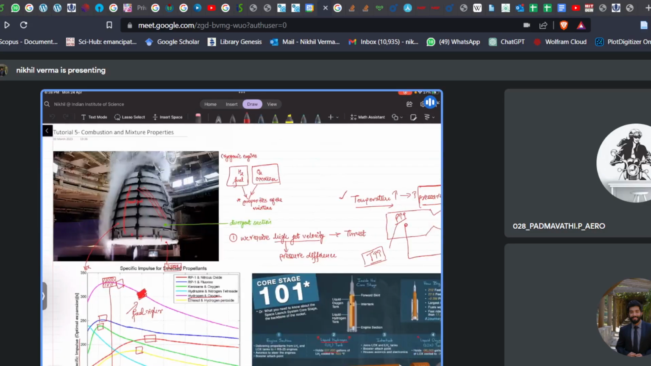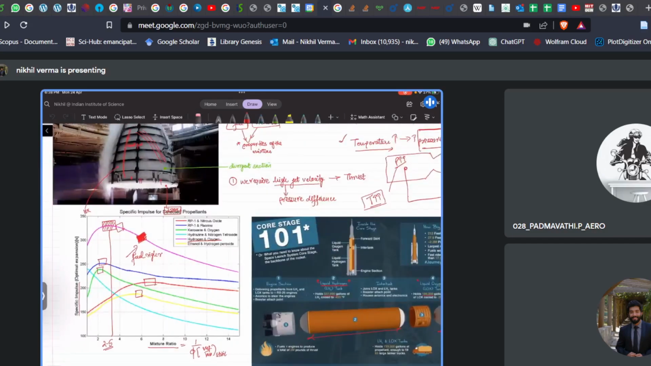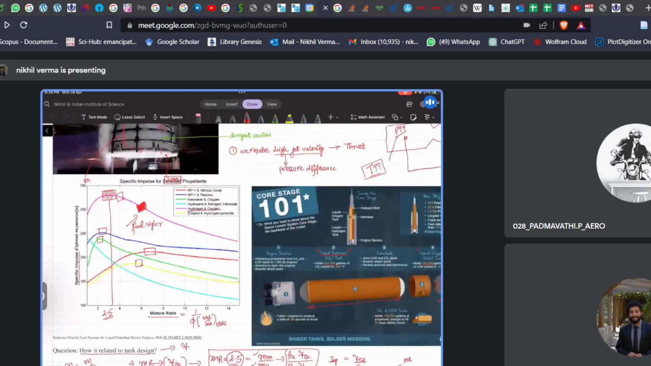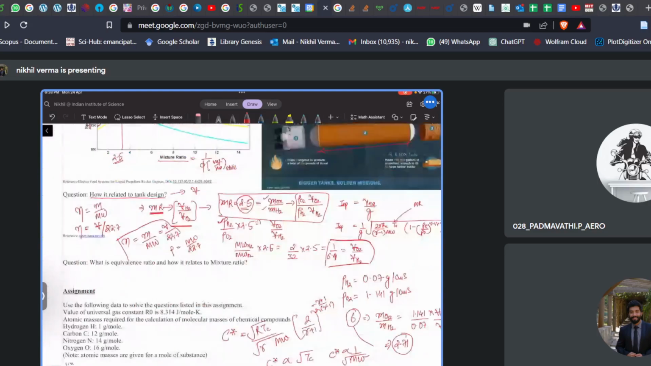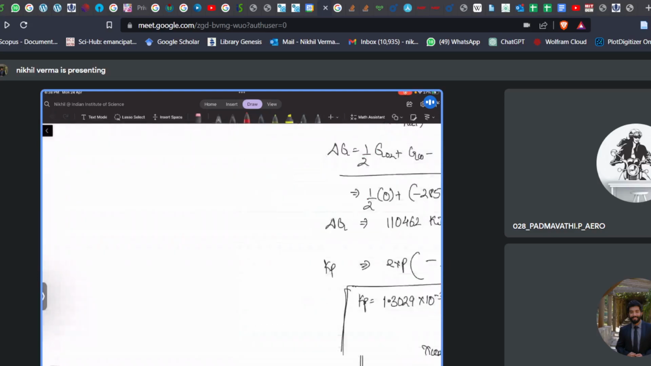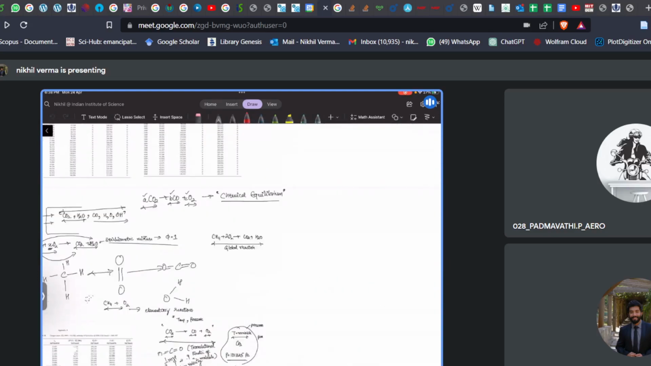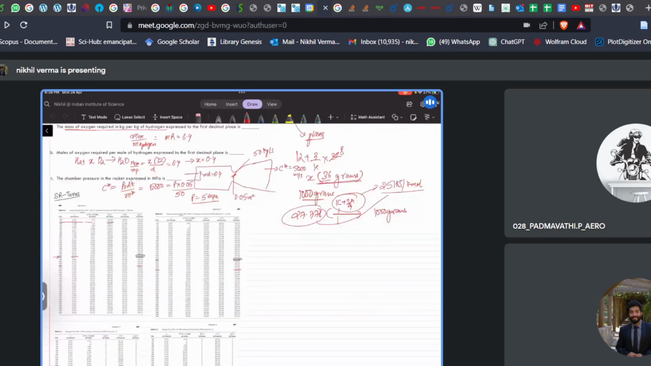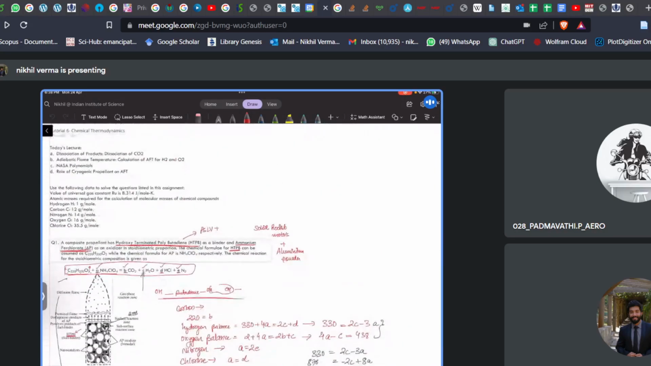We did the combustion calculations. We have seen that the ISP varies with the mixture ratio, and we choose our mixture ratio where the specific impulse is maximum. Okay, and next we have seen how the adiabatic temperature calculation is done.